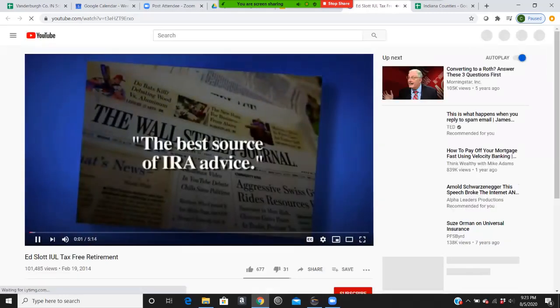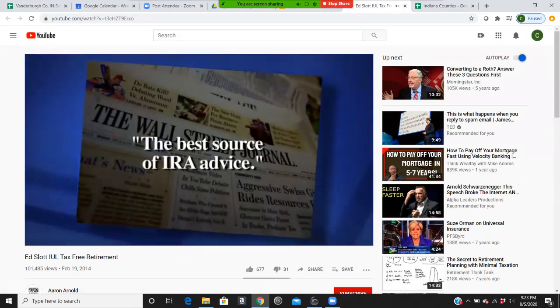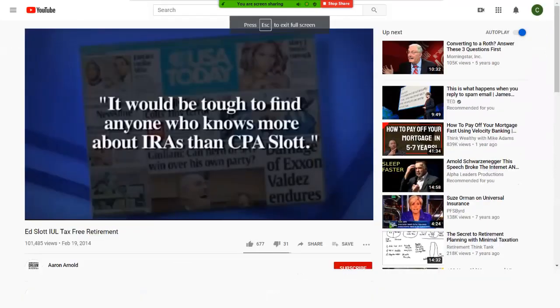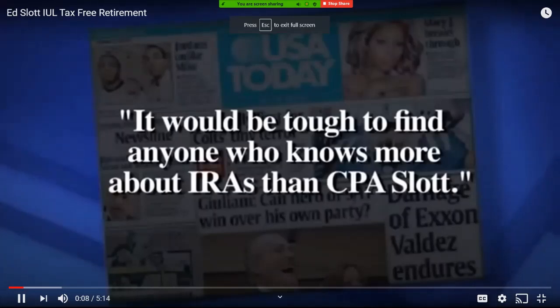The Wall Street Journal called best-selling author Ed Slott the best source of IRA advice, and USA Today said it would be tough to find anyone who knows more about IRAs than CPA Slott.